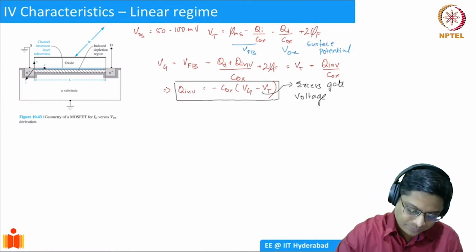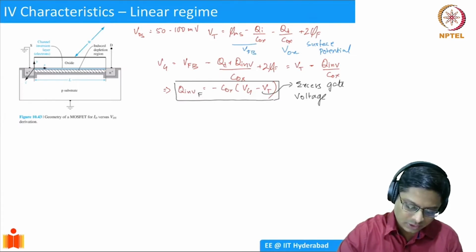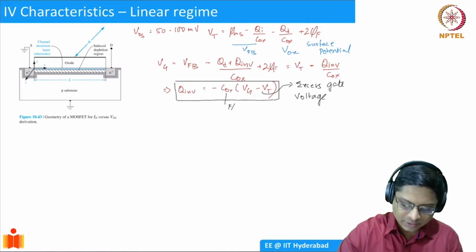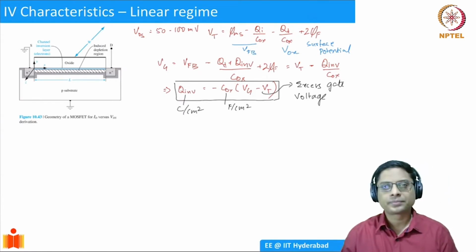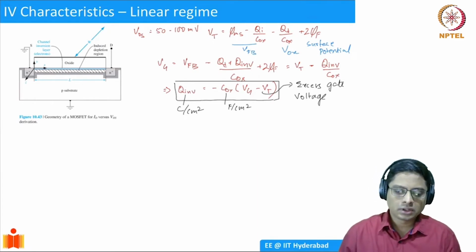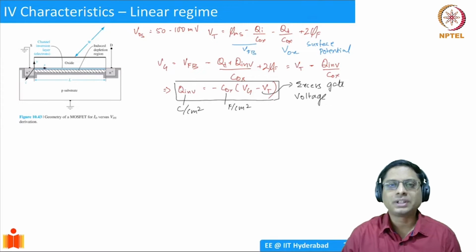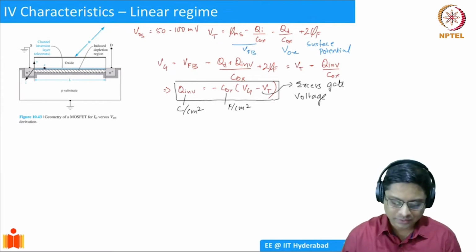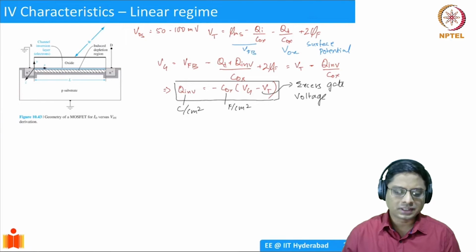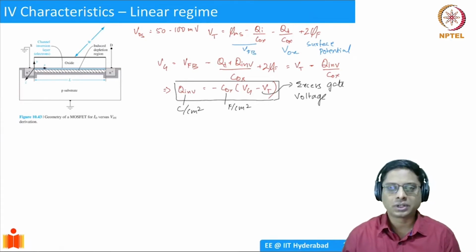But remember, Cox here is farads per centimeter square. So your charge is going to be coulombs per centimeter square. It's a charge density. So if your Vg increases, of course, your Q inversion is going to increase proportionately, is what it is saying. So this is a very nice expression for us to calculate the total inversion charge density.